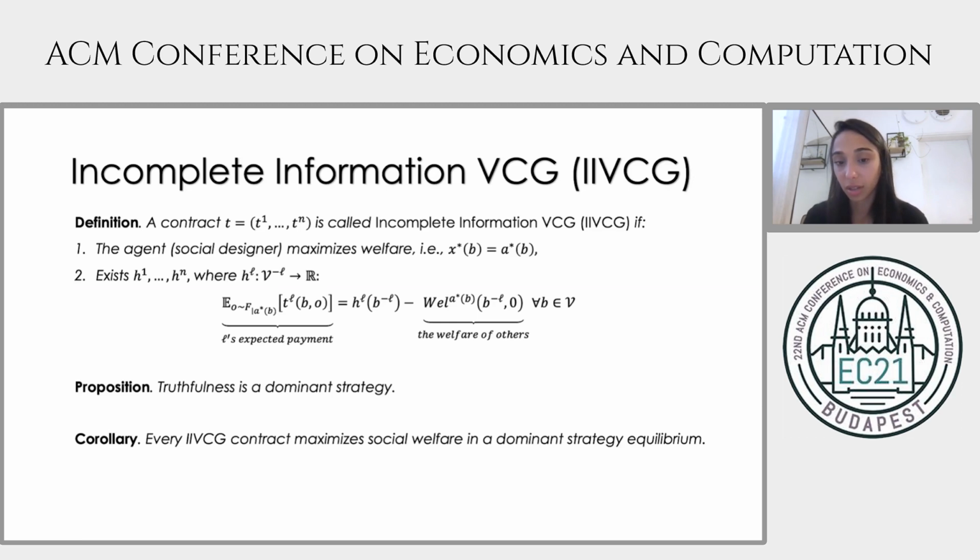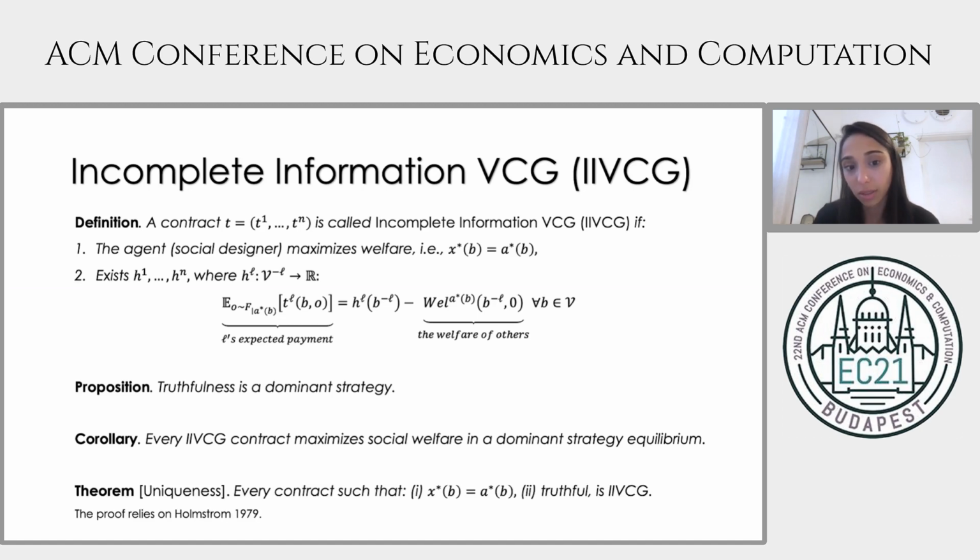First, dominant strategy truthfulness is a significant advantage of IIVCG over first price contracts. In first price contracts, it is unclear how principals even arrive at an equilibrium. And further, by being so close to the VCG mechanism, we can apply a well-known uniqueness result and show the uniqueness of the IIVCG class. So we show that every contract such that the agent maximizes welfare and the principals are induced to bid truthfully as a dominant strategy is an IIVCG contract.